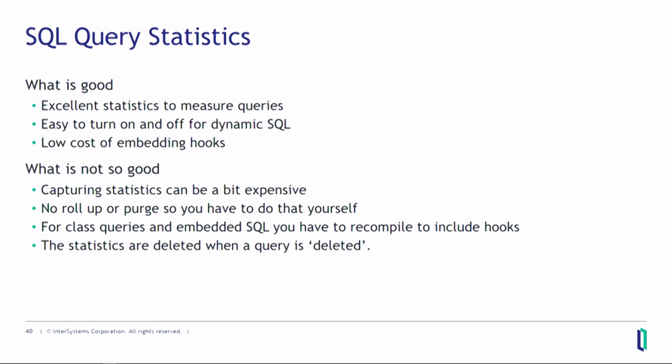And for anything that's embedded in a class, like a class query or embedded SQL, those first level hooks have to be on at compile time. And again, we're back to the same problems we have with CSP pages. That's got to be done when you're building your application before it gets shipped to the customer site, because you don't want customers setting switches and recompiling.